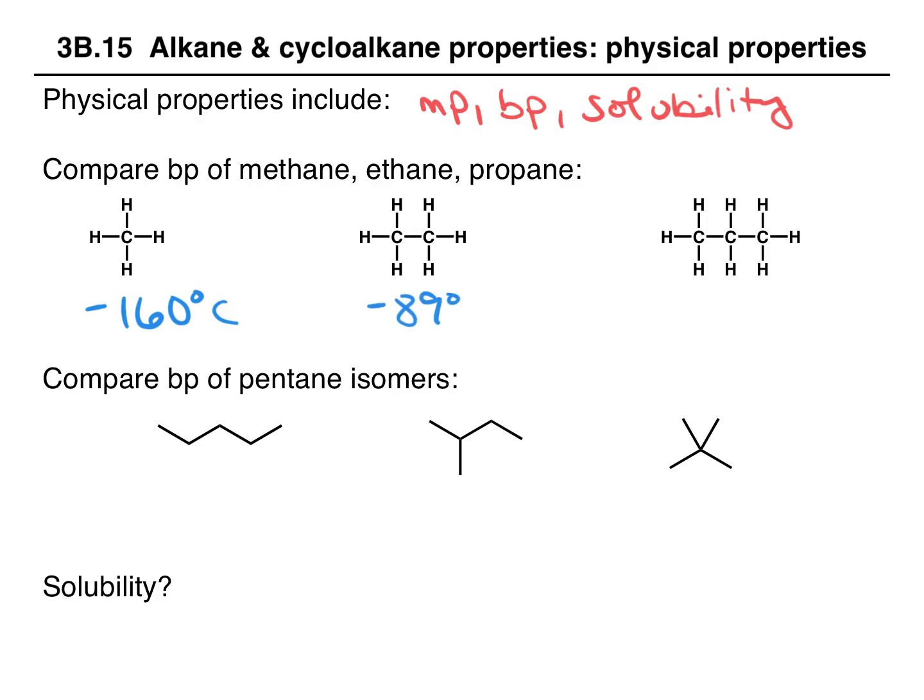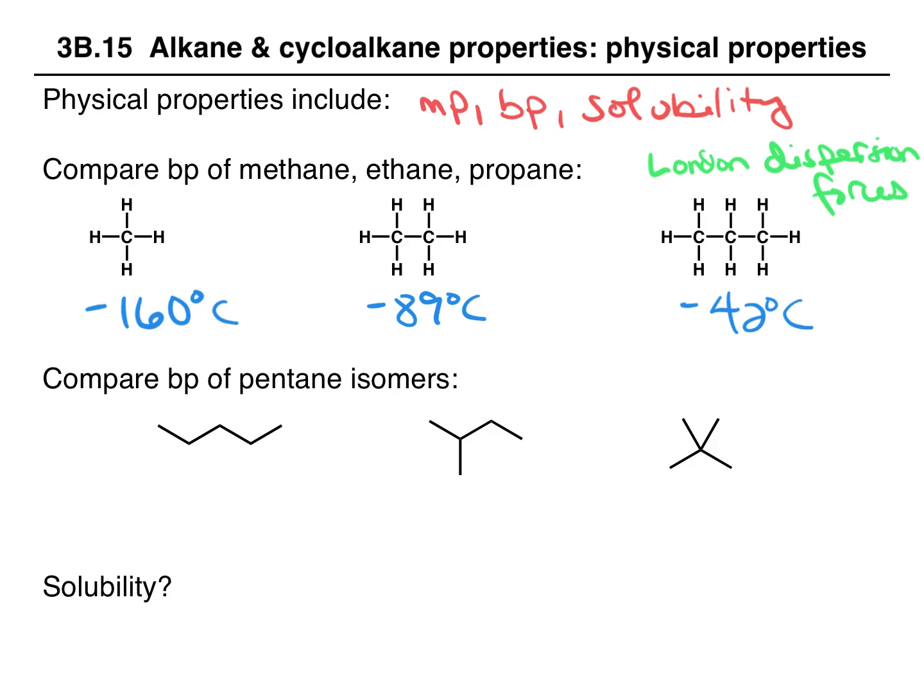ethane negative 89, and propane negative 42 degrees Celsius. So we know that because there is no dipole in these molecules, they are held together by induced dipole interactions, also known as London dispersion forces. And for dispersion forces, as the molecule gets bigger, we can think of it as the number of dispersion forces increases, and so the strength of the intermolecular forces increases. And as the strength of the intermolecular forces increases, the boiling point increases as well.